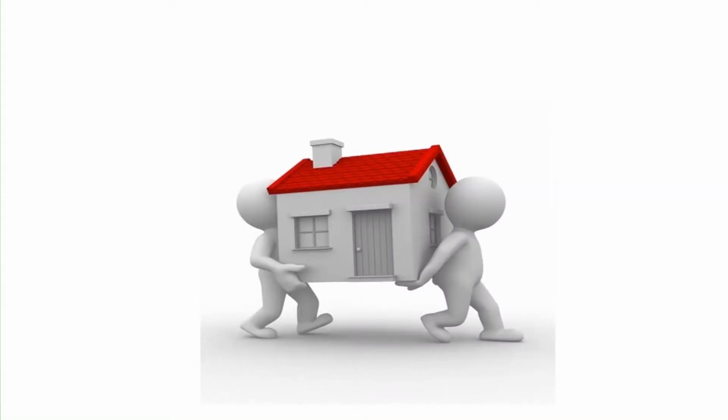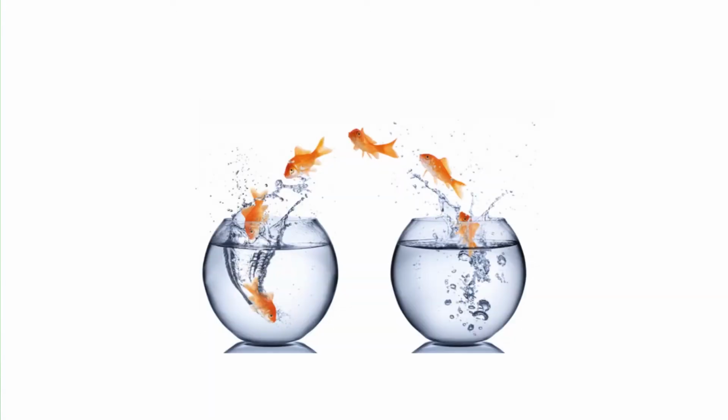Consider this picture. What can you predict from this picture? I'll show another picture. When you consider these two pictures, what can you predict from this? Something is moved from one place to another. Yes, in the first picture, a house is being relocated. In the second picture, fishes are jumping from one place to another. A fish has jumped from one bowl to another bowl.